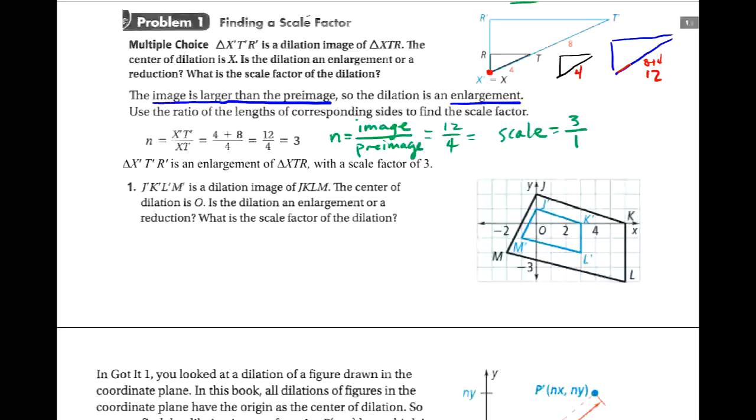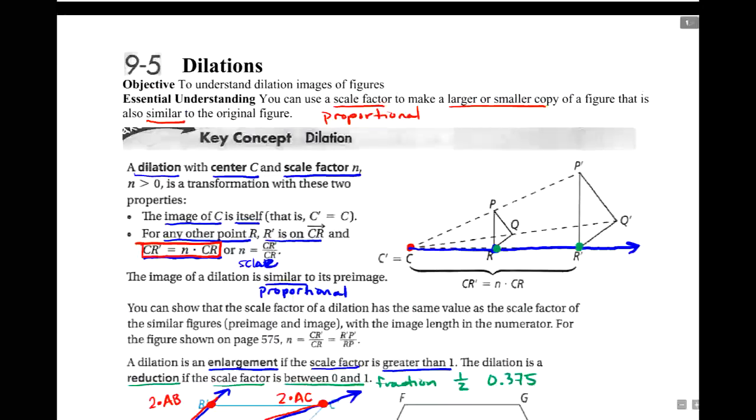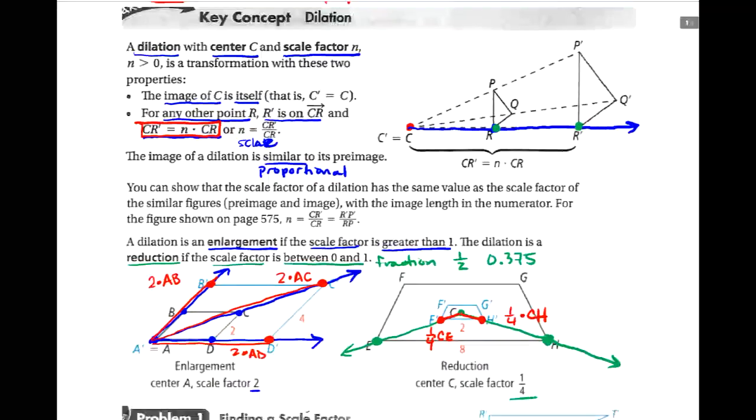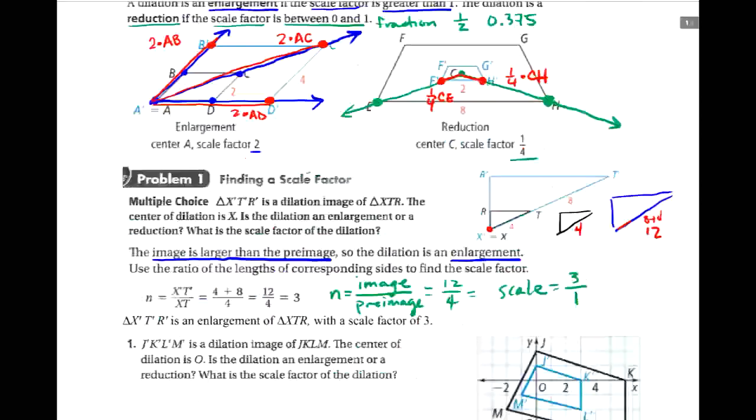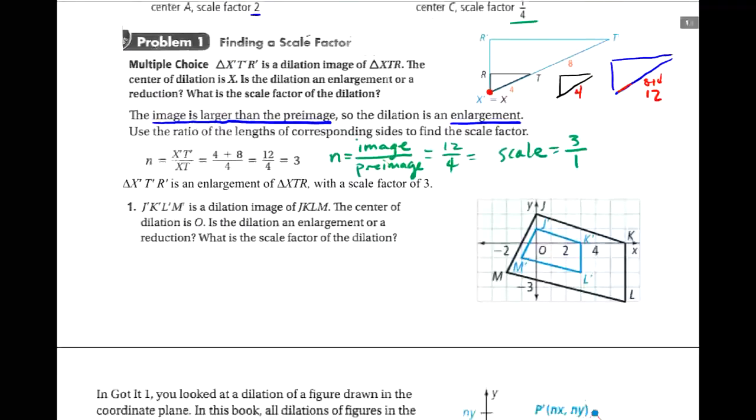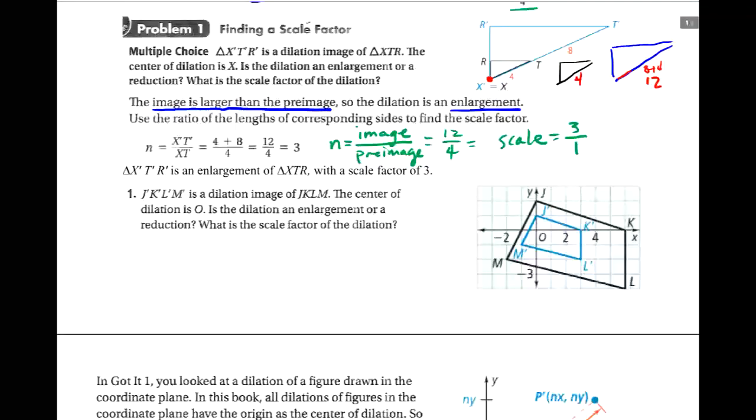All right, before we go on, I really feel the need to go back up here to the top and say that N is always your image value over your pre-image value. I feel better. Hope you do too. It's important information. All right, now go ahead and pause the video and do the next problem.